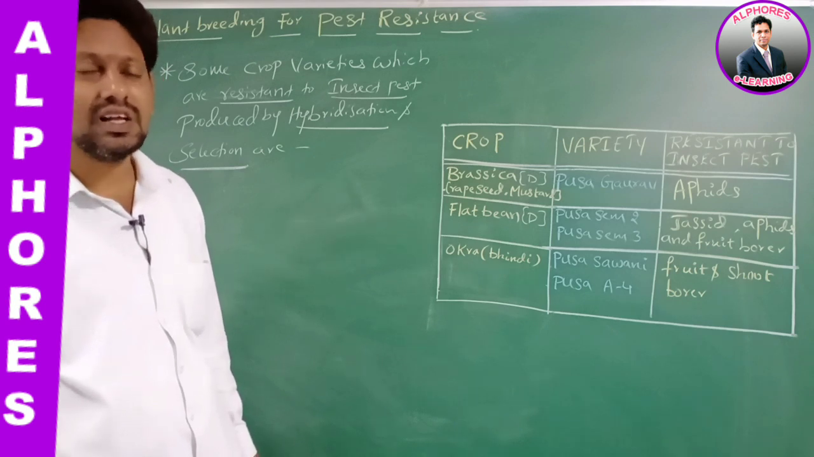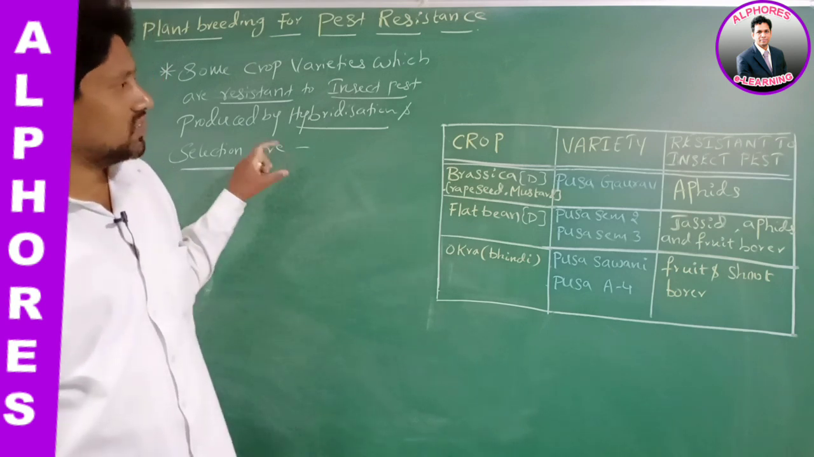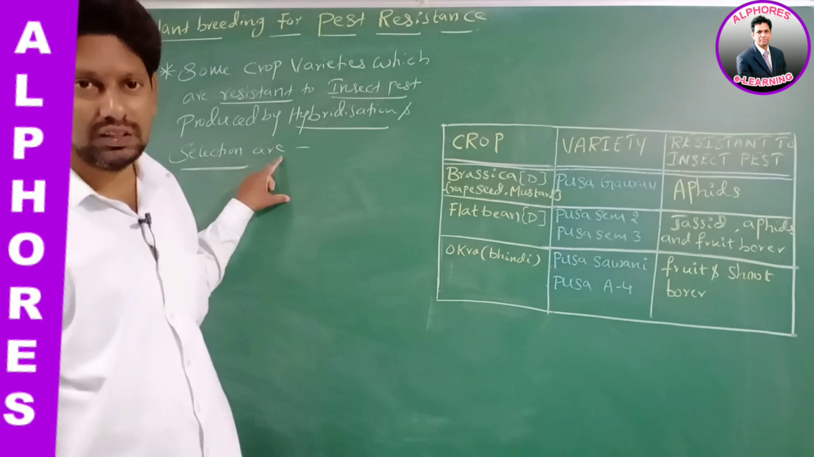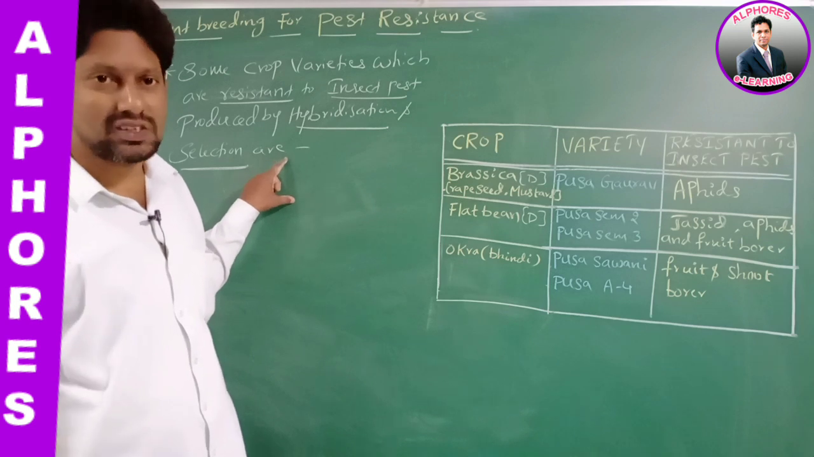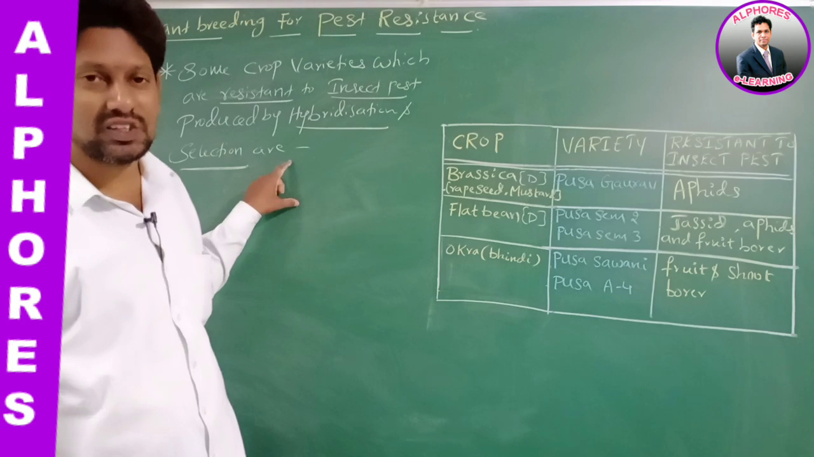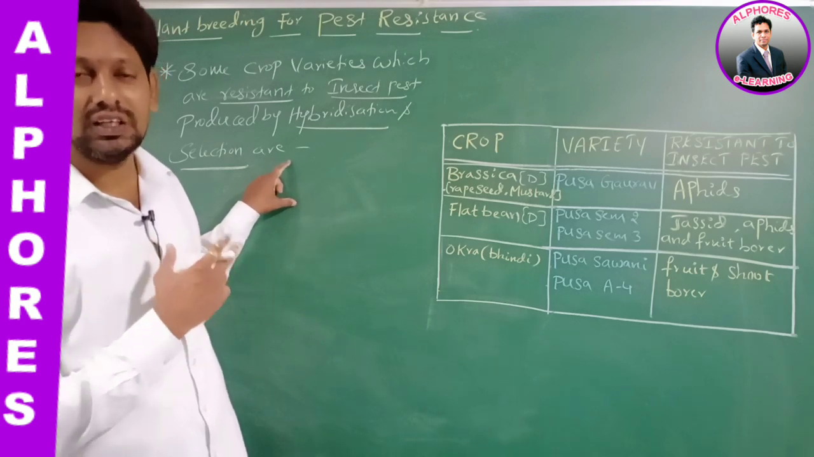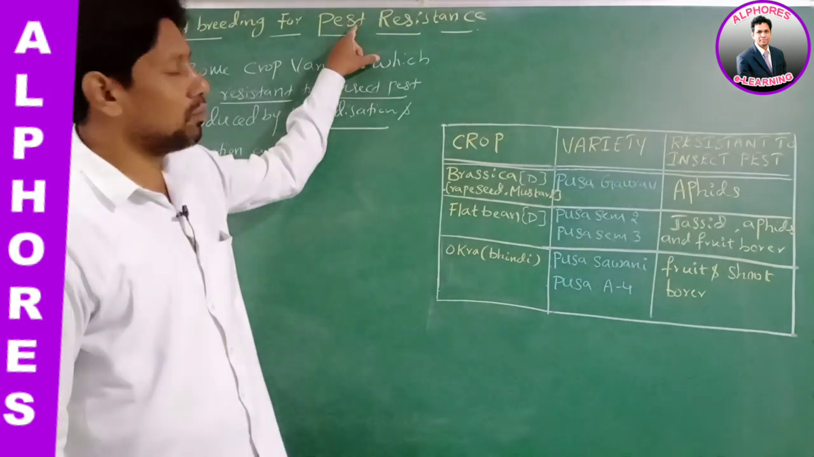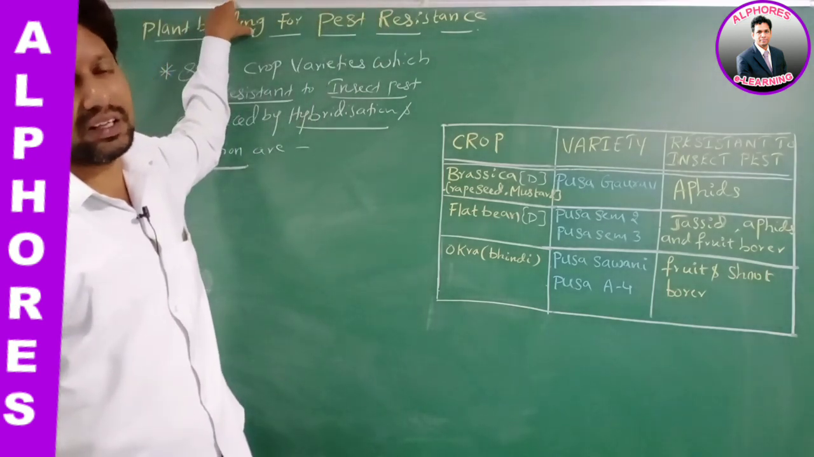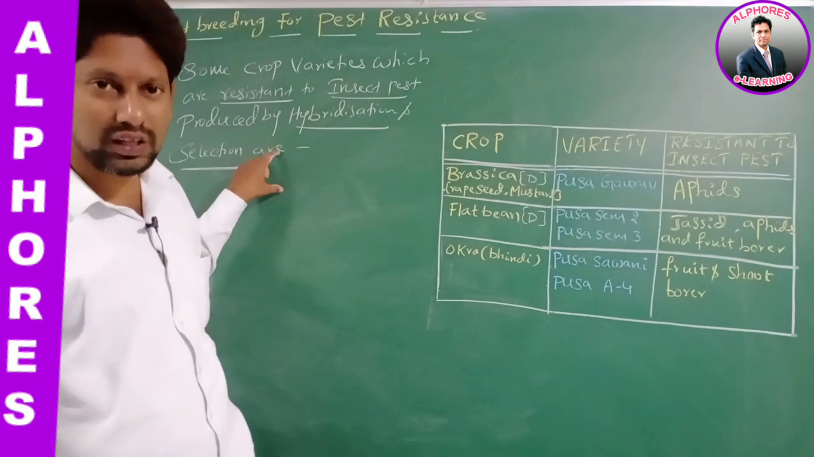Therefore, the steps are similar here also. Are these statements clear? The same steps we used to produce a plant with any desirable characters by conventional plant breeding are used here also to produce a plant which is pest resistant by conventional plant breeding. Okay, right?